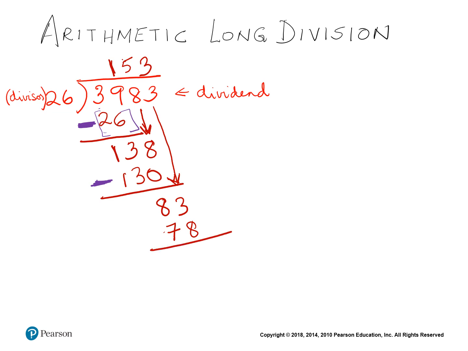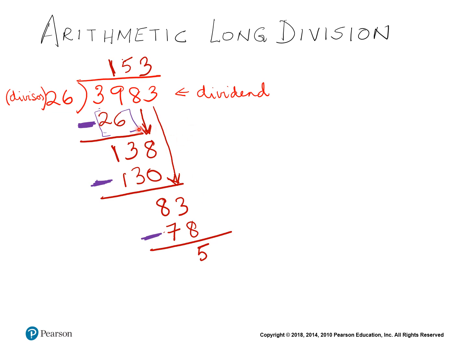All right. So now again we do a subtraction. 83 minus 78. And that gives us 5. Right? And we stop here because there are no more digits in our dividend. We've completed the division at this point.